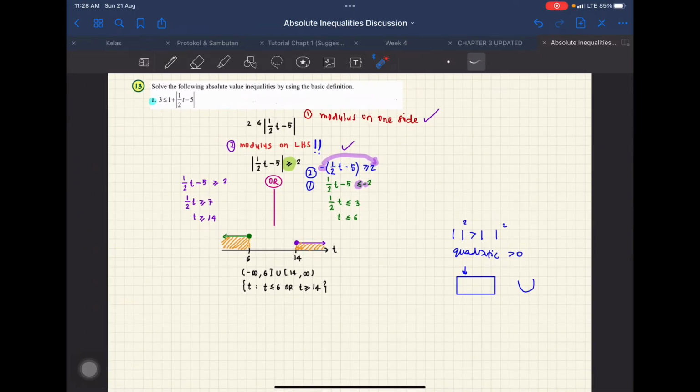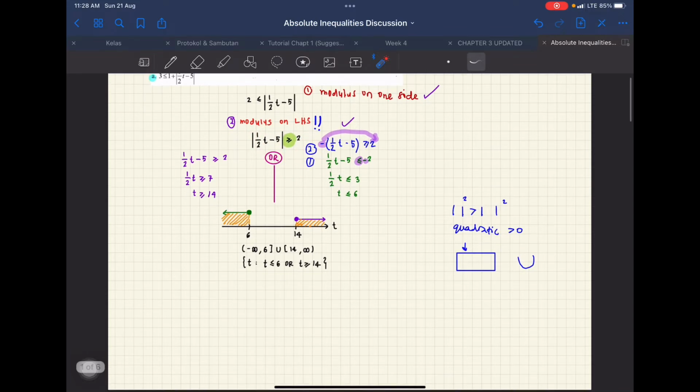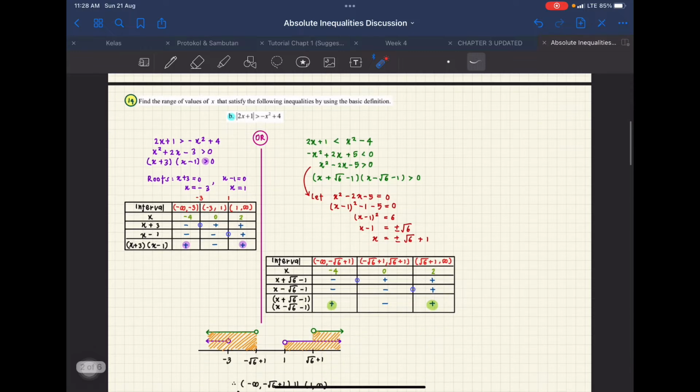Okay, so this is the case where you have modulus on the left hand side and then constant or linear on the right hand side. So that's it for number 13A. Okay, let's move on to 14B.